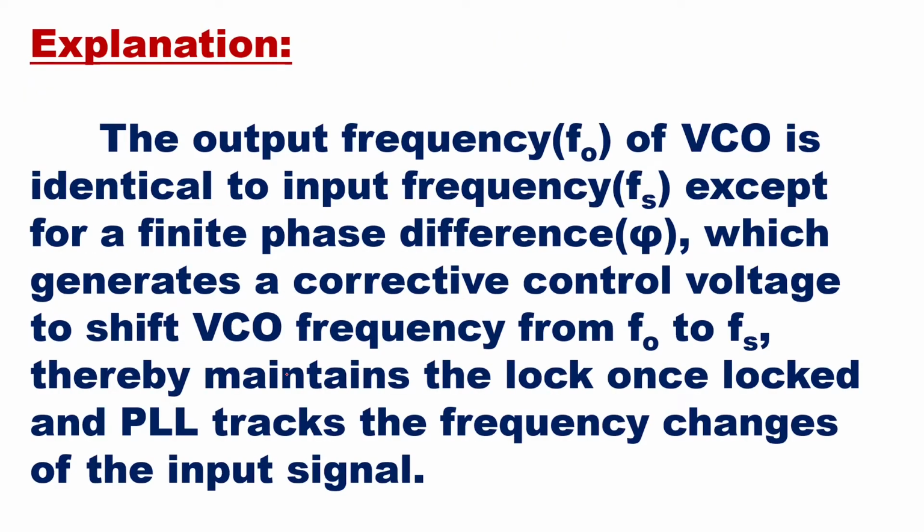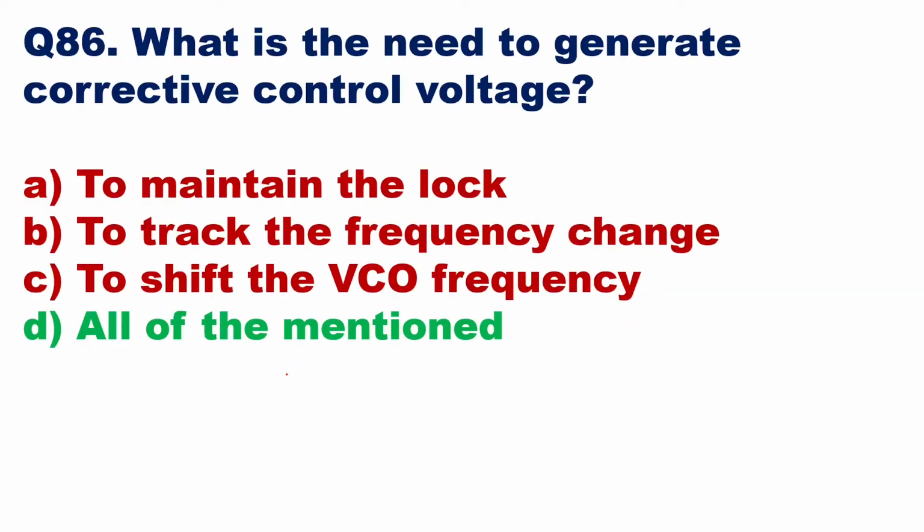So here in explanation you can see the output frequency F0 of voltage control oscillator is identical to input frequency Fs except for a finite phase difference phi, which generates a corrective control voltage to shift voltage control oscillator frequency from F0 to Fs, thereby maintains the lock once locked, and PLL tracks the frequency changes of the input signal. This is the way it is going to work. So here the option D, that is all the above reasons are true. What is the need to generate a corrective control voltage?